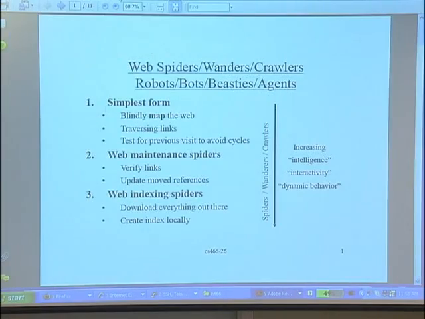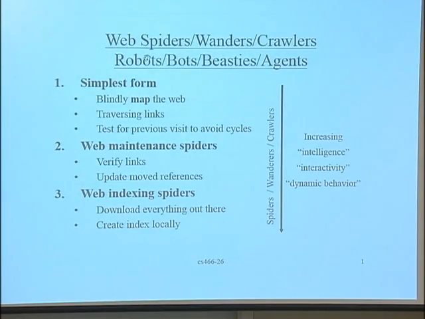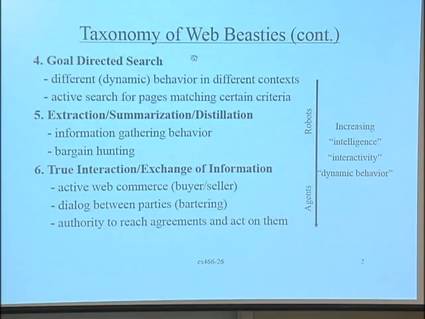Okay. So again, I'm going to skip through this quite quickly. We have this notion of web agents of various degrees of sophistication. I'm not going to go into this beyond the fact that we would like to be addressing robots and agents on the higher level of intelligence. Those that not just do directed search and distill information and summarize information and look for bargains, but those that actually become our avatars, those that engage in active web buying as buyers and sellers, that involve true bartering or dialogue between parties, and are imbued with the authority to reach agreement and act on those things.